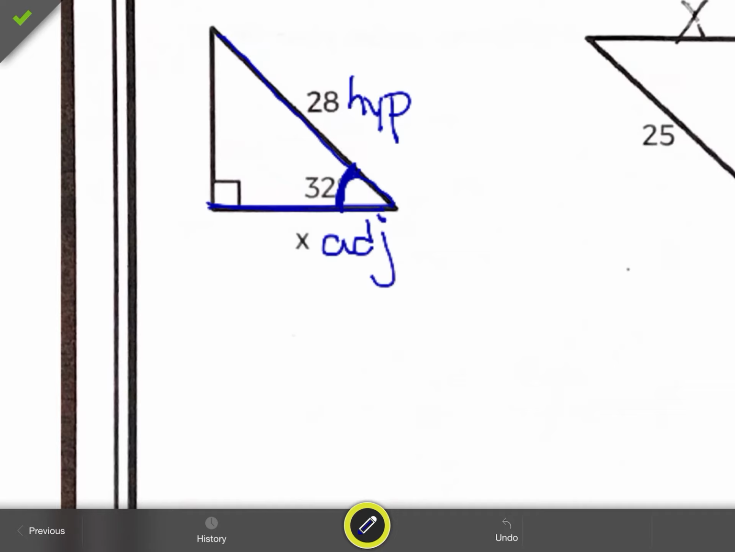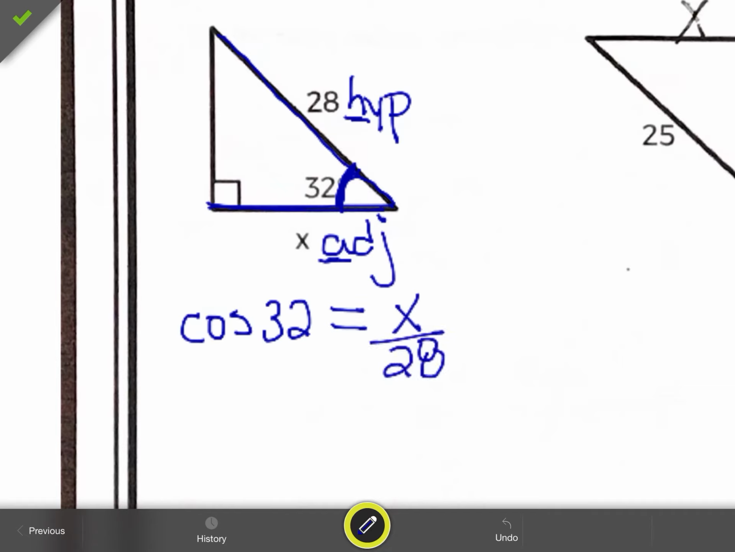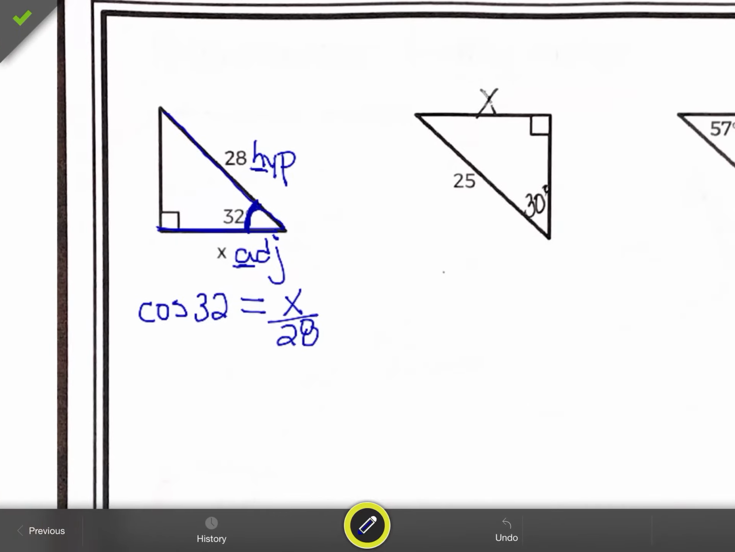I have to figure out what trig function has h and a. SOHCAHTOA, cosine. So cosine 32 equals adjacent over hypotenuse, CAH, a over h, x over 28. So see if that's what you got. If you didn't, make corrections. Don't leave the wrong information on your notes. That's never helpful when you go back to look at it.